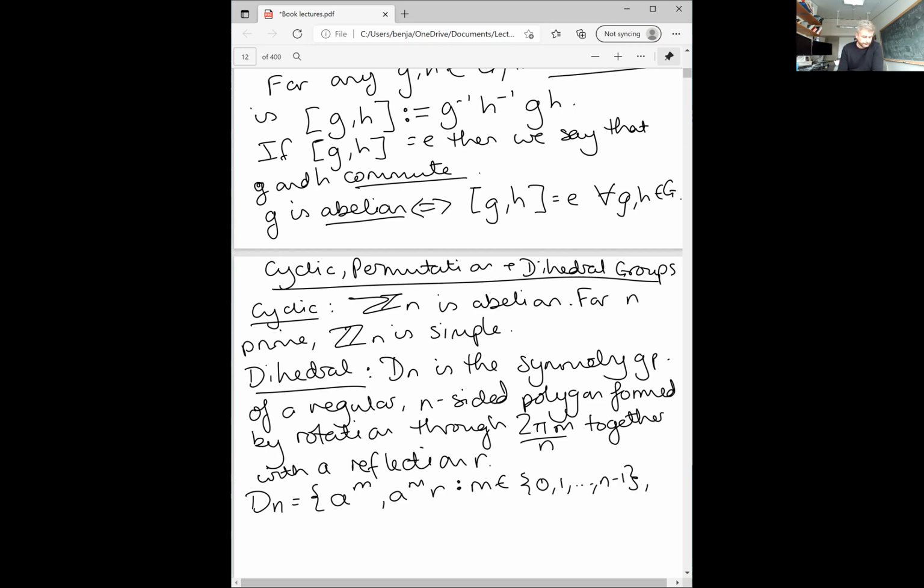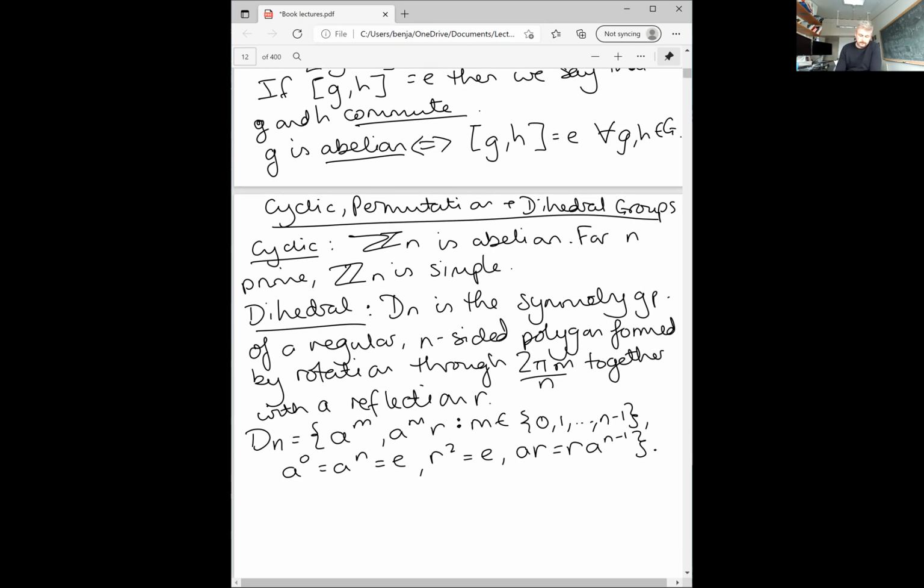And we have a to the 0 is the same thing as a to the n, which is the identity. We have reflection squared as the identity, and we have a times r is r times a to the n minus 1. Okay, so m has n possible values, and we have n of each of these members of the set, and so the order of the dihedral group is 2n.